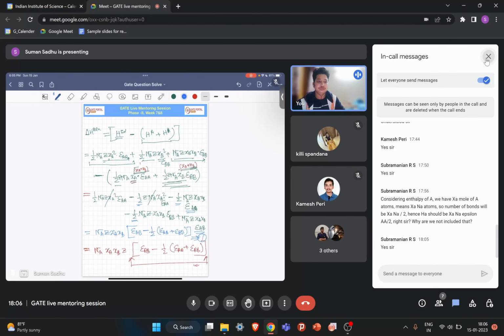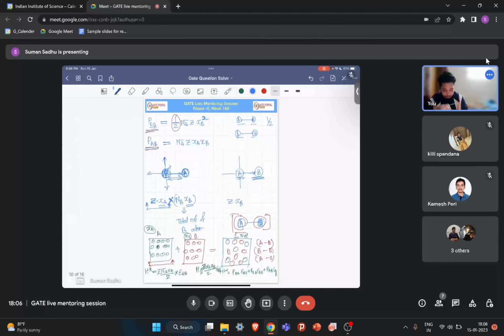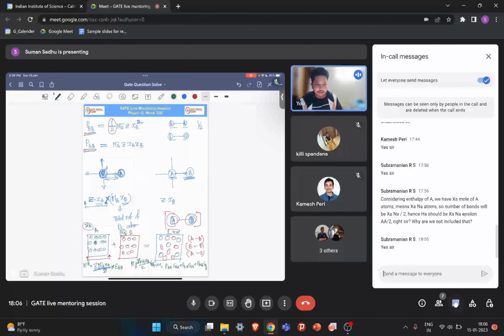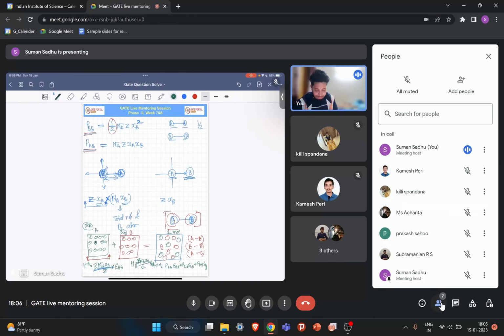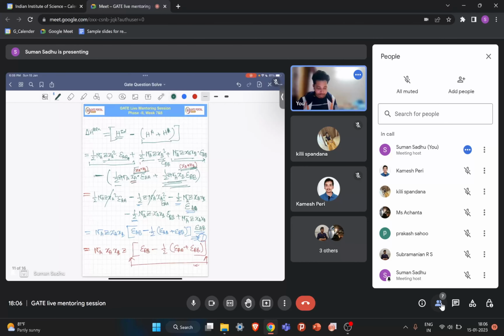Yes. So here you have to consider Z and Na into XA both, because one A atom is surrounded by Z number of atoms, right? If we consider only one, then it is wrong. You have to consider Z number of atoms because the coordination number is Z, and the total number of A atoms is Na into XA. So this will be the final expression for your delta H mix according to the quasi-chemical approach.